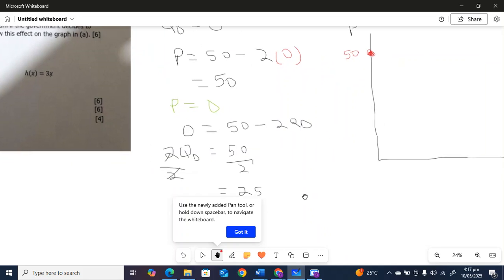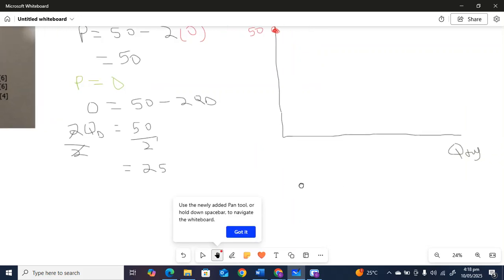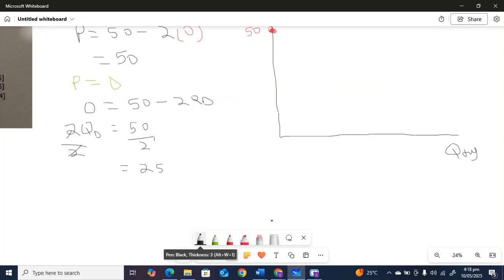Okay. So here on the x-axis, you can put 25. Now colleagues, this is just the shortcut way. I'll also show you the longer way, but this is one fast way you can do it for the demand curve. Then for the supply curve, this is the fast way you can do it.